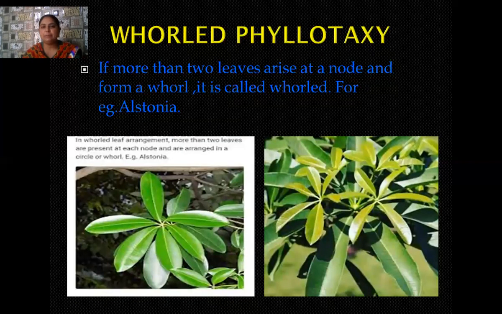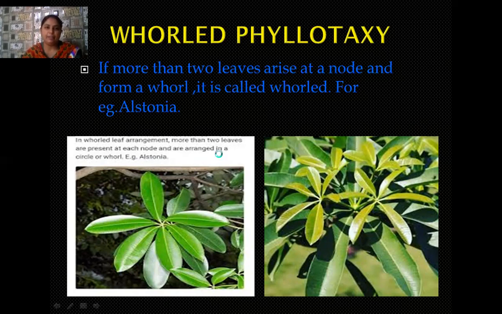Okay students, the next type of phyllotaxy is whorled phyllotaxy. Whorled phyllotaxy means that more than two leaves arise at a node, and all of these leaves form a whorl. That means they arrange themselves in a circular fashion at an angle of 360 degrees. Such an arrangement of leaves is known as whorled arrangement. Here I have given the example of the Alstonia plant. See, from this central point, many leaves arrange themselves at an angle of 360 degrees, in a circular fashion.